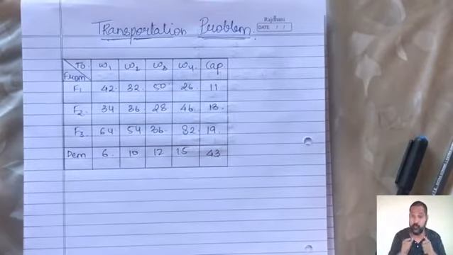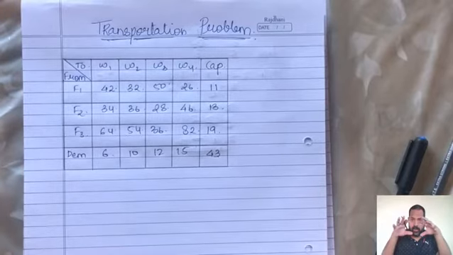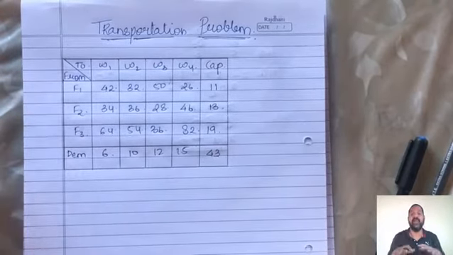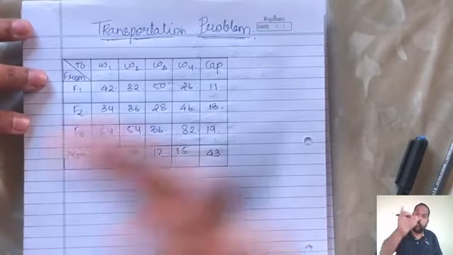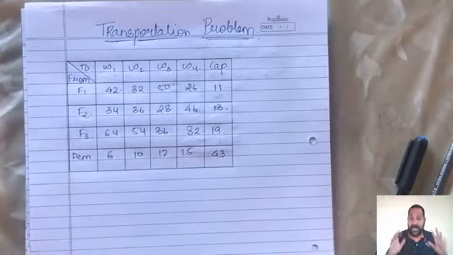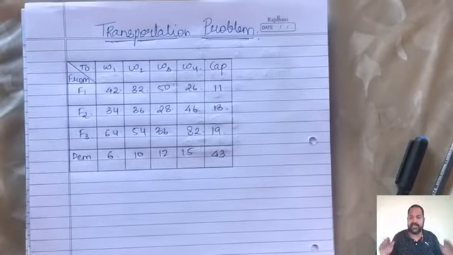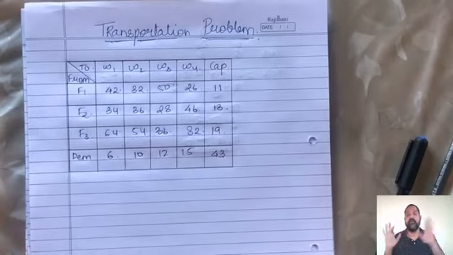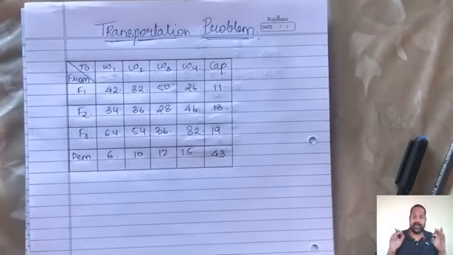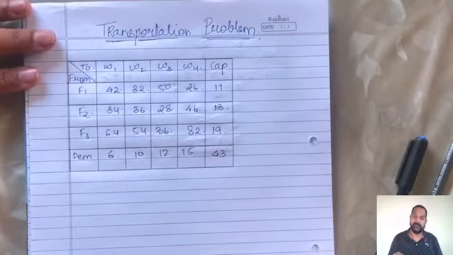What do you have to do? You have to tell your organization, or you have to tell your transport manager, who should transport where, so that everybody's capacities are exhausted and everybody's demand is fulfilled. That is it. That is all that you have to do in these questions.